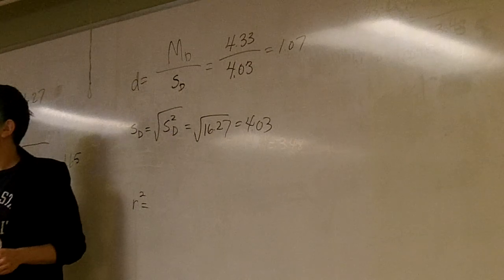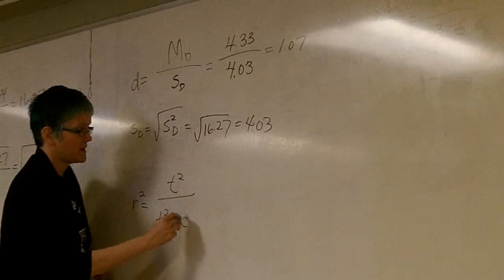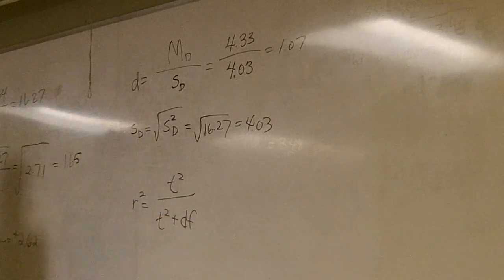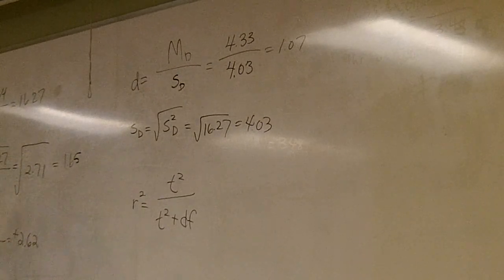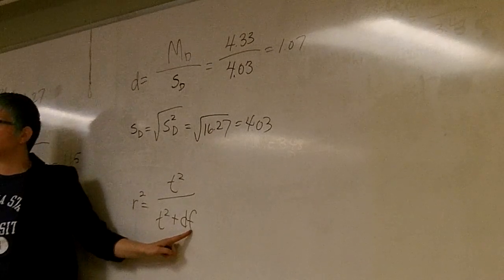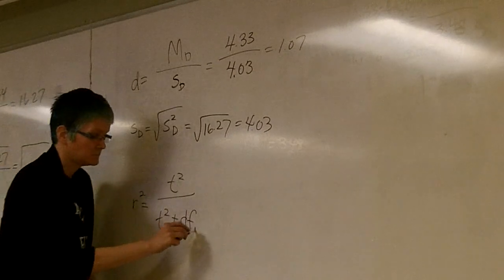Now we're going to do r squared. Base formula for r squared is always t squared over t squared plus degrees of freedom, where t is always t observed, and degrees of freedom is always the one we use for the critical value. So what did we use to look up the critical value? 5. Right, degrees of freedom of the difference.